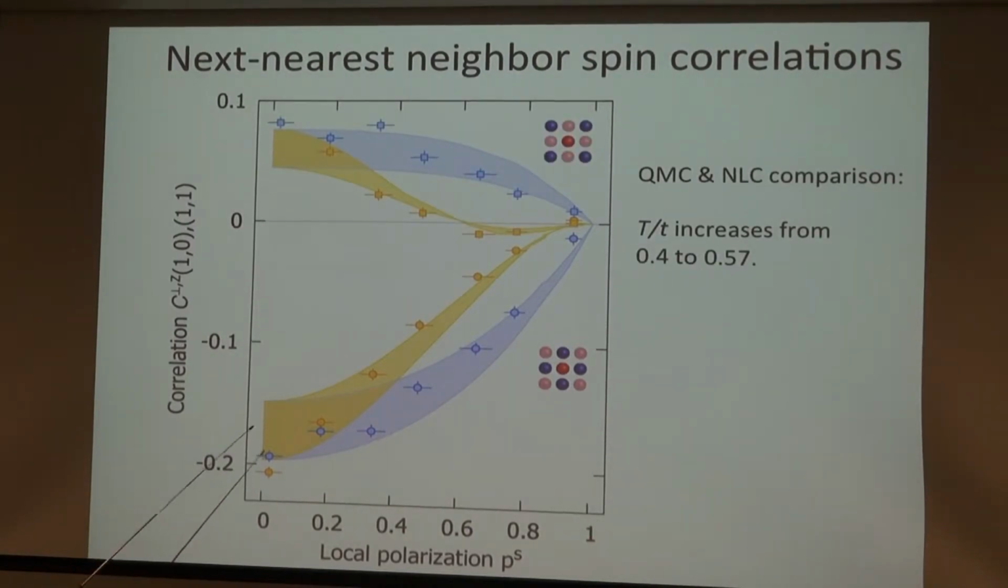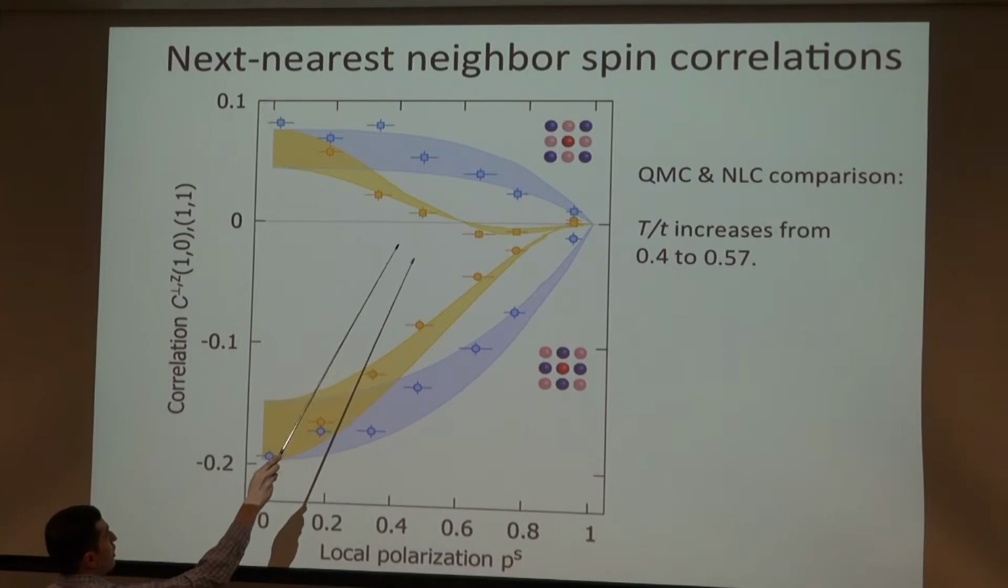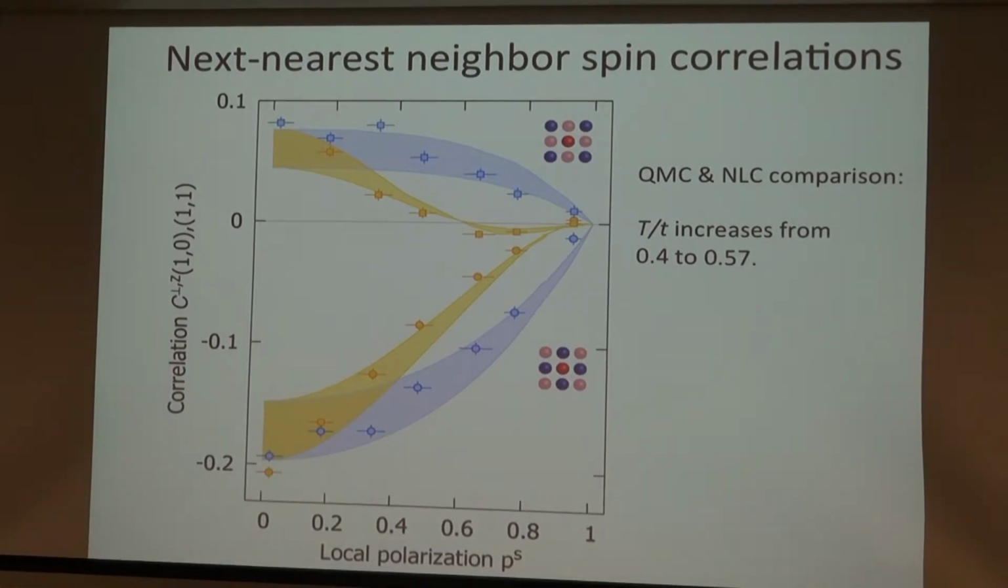We could, of course, also look at other distance correlations. Instead of the nearest neighbor, let's look at the diagonal correlations, shown on the top. The correlations on a diagonal, you expect them to be positive in the antiferromagnet. And indeed, we do see them positive, and they exhibit the same sort of behavior. The correlations die out faster along the field than orthogonal to the field.